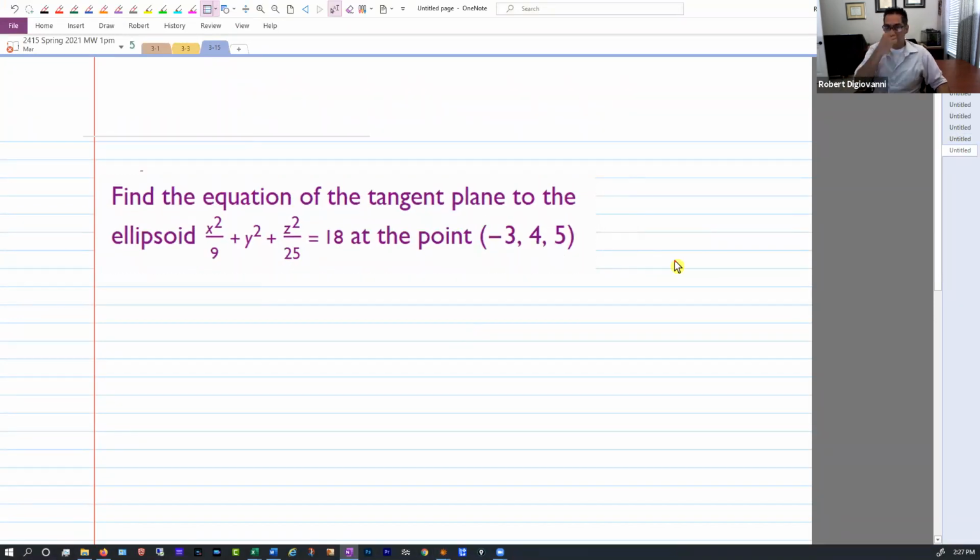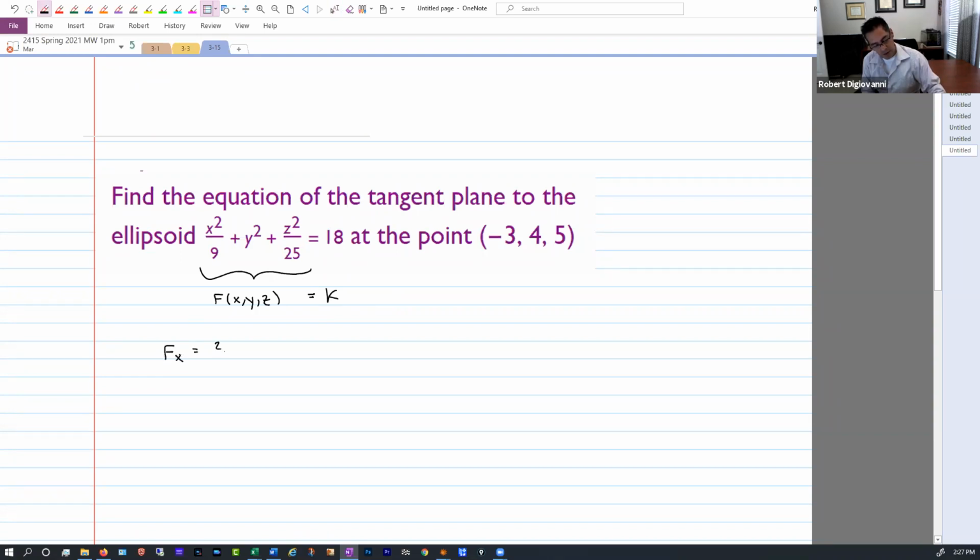So in order to do this, I need to be able to take 3 partials, and we have to be able to look at this as being some capital F of x, y, z equals a constant, which I think we have, right? That's what we have here. As long as we have this, then we can crank it out. So let's get the partial of f with respect to x.